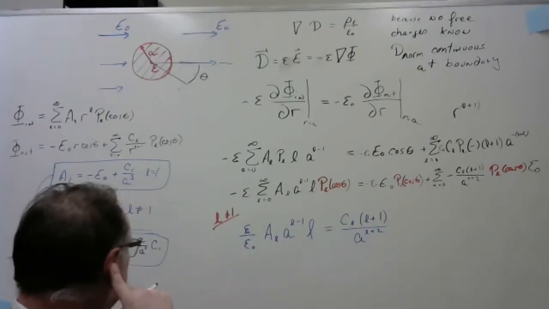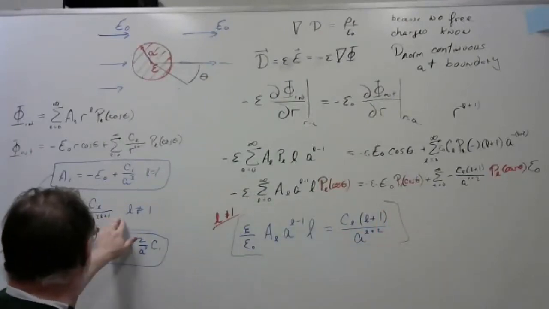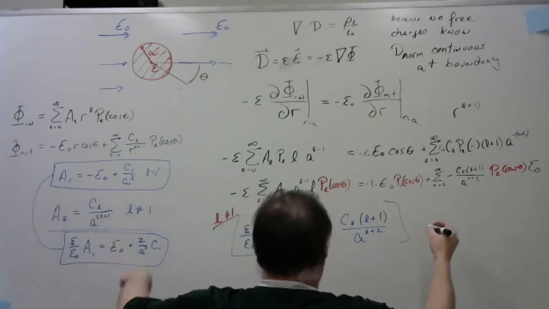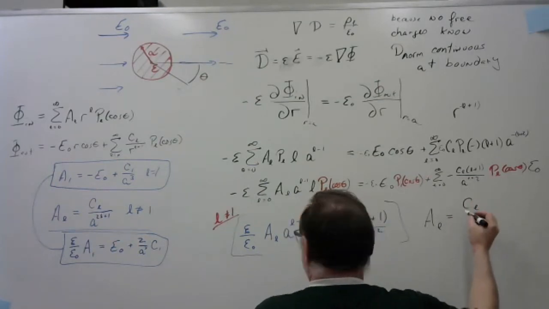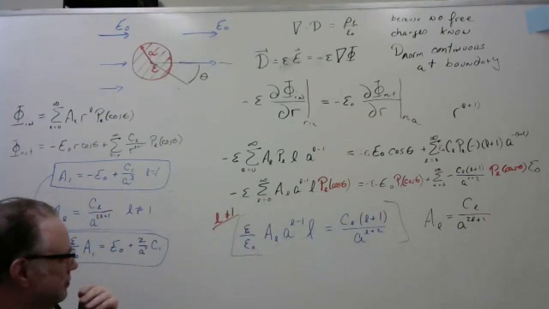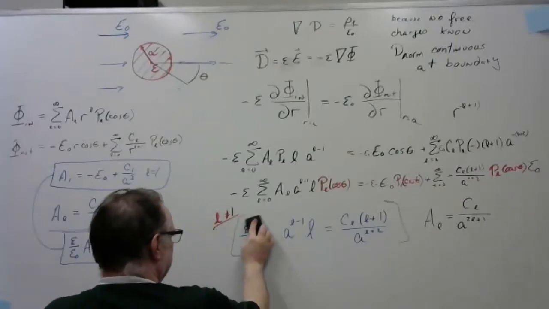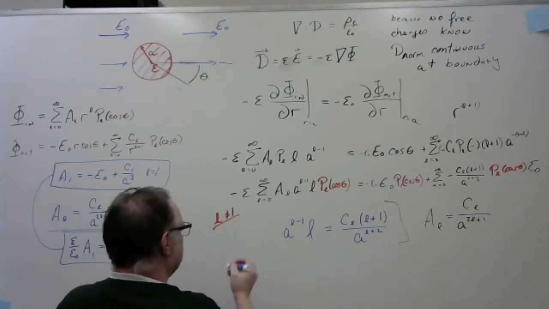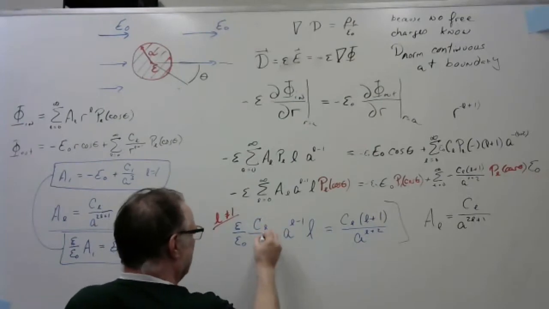All right, so let's take a look at this. I'm going to take this one here. So I'm going to actually start here with this, but I know right up here. So I also know from the other boundary condition that A sub L must equal C sub L divided by A to the 2L plus 1. Okay, so we know that. So I can just plug this in here and see what happens. Okay? So I got this number, epsilon over epsilon naught. I get C sub L here divided by A to the 2L plus 1.